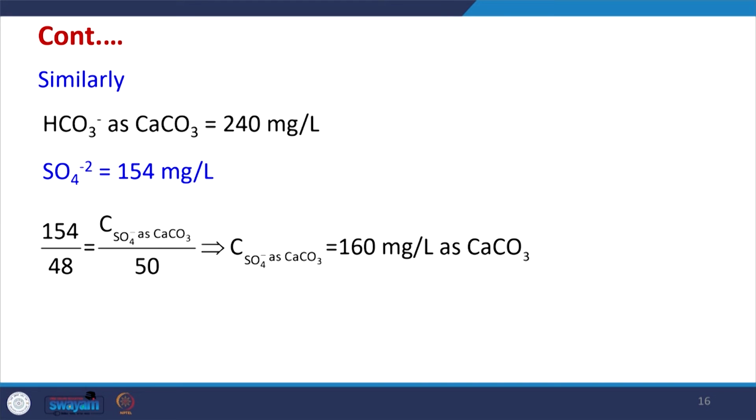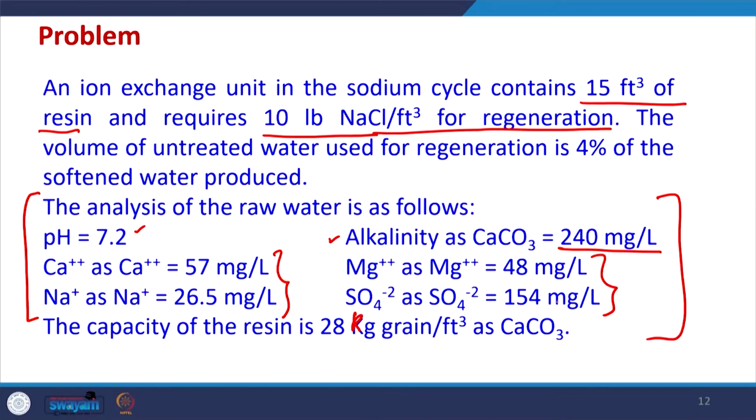Now, similarly for bicarbonate, and bicarbonate is already 240 milligram per liter. Sulphate has been given as 154, we convert sulphate also, and it comes out to be 160 milligram per liter as CaCO3, and we perform these calculations using the data already known to us. These are very simple calculations. So, we have performed all the calculations, we converted each of these values into concentration as CaCO3.